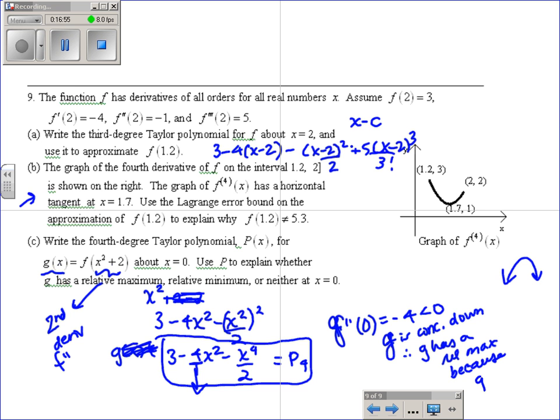Because g prime of 0 equals 0. Notice there's no coefficient in front of x. There's no x here. There's 0x. This means that g prime is 0. And so by the second derivative test.